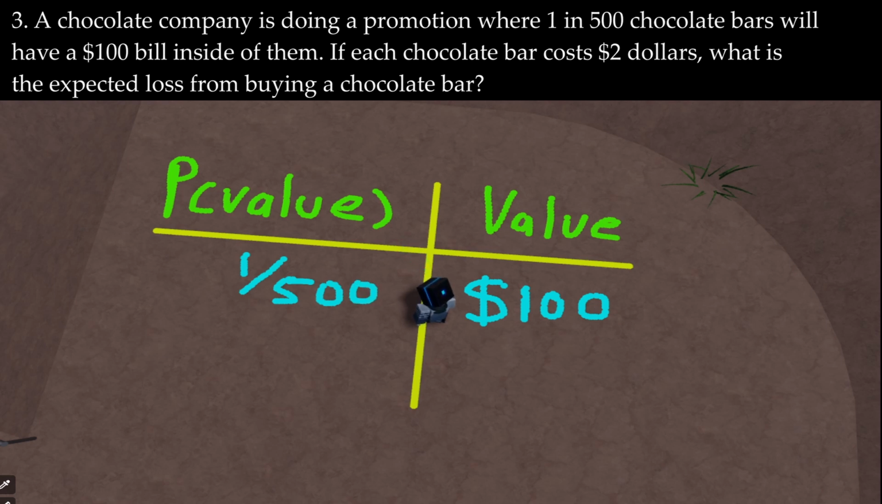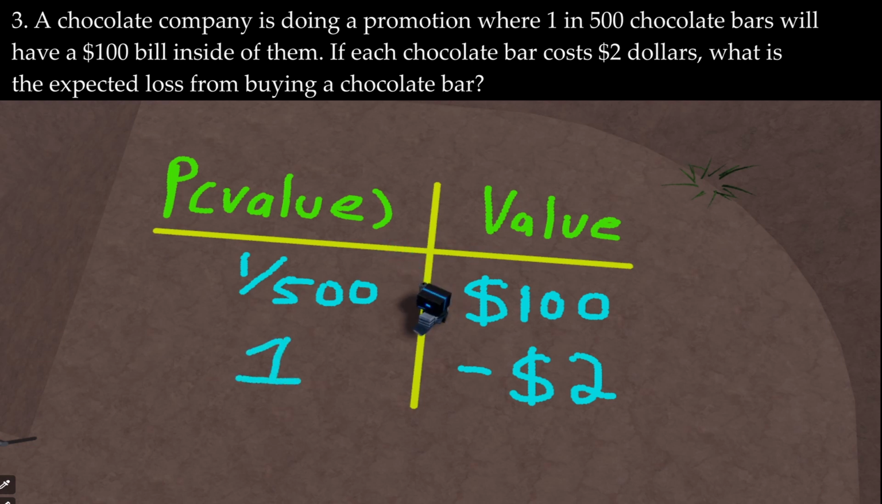Now, there's another value that you need to think of. It says that each chocolate bar costs $2, right? And to get this $100 bill, you'd have to buy a $2 chocolate bar, right? And if you're buying that chocolate bar, that's minus $2, because we're losing $2 to buy this chocolate bar. And what's the probability of this? Well, if we buy a chocolate bar, we're guaranteed to lose $2. That's how much it costs, unless you're stealing, but I wouldn't encourage that. So the probability of this is 100%, or you can just write that as 1.